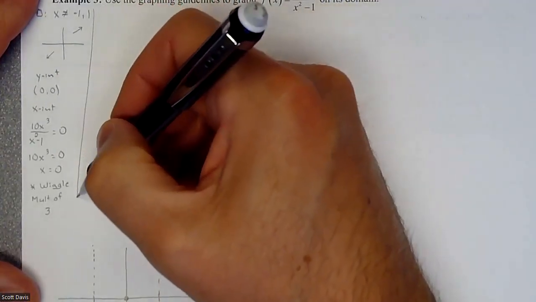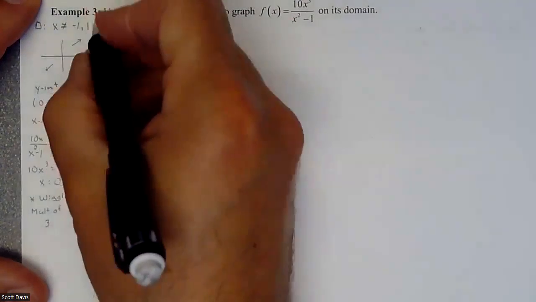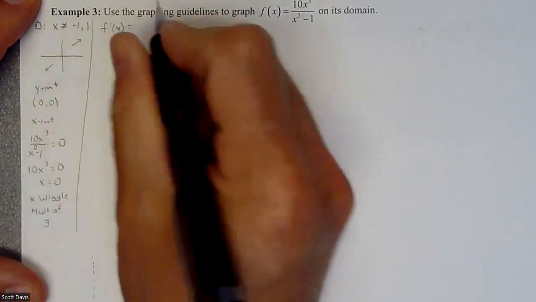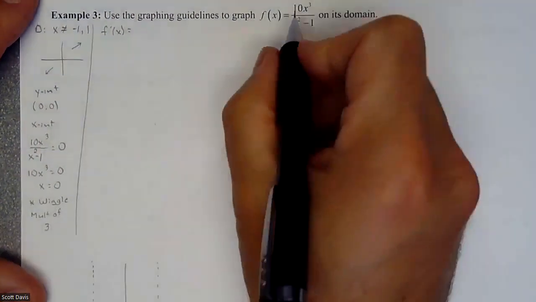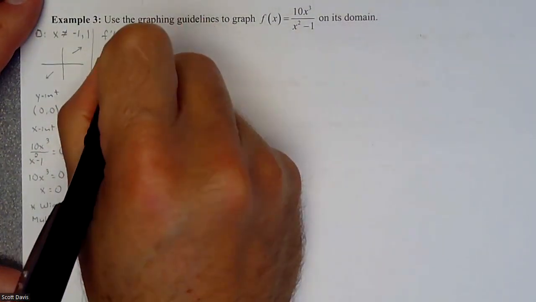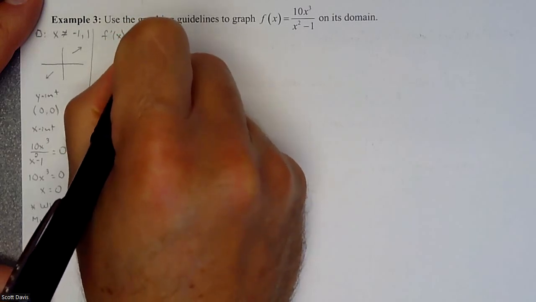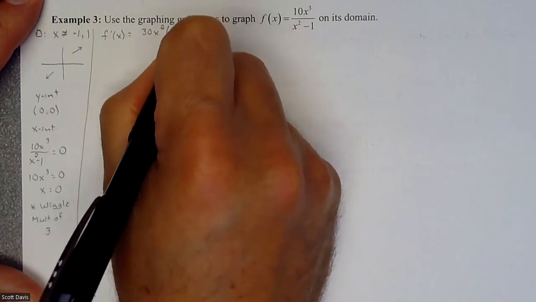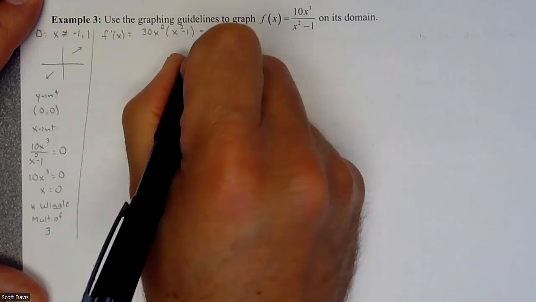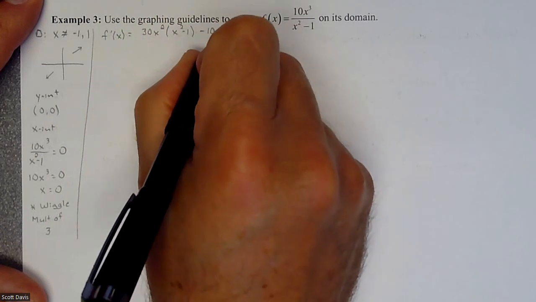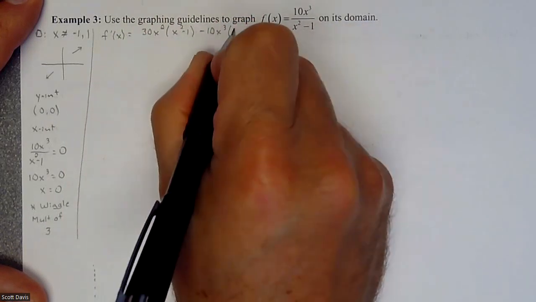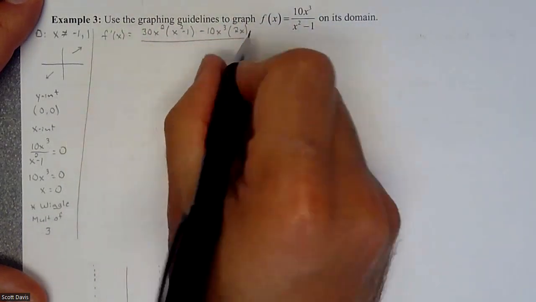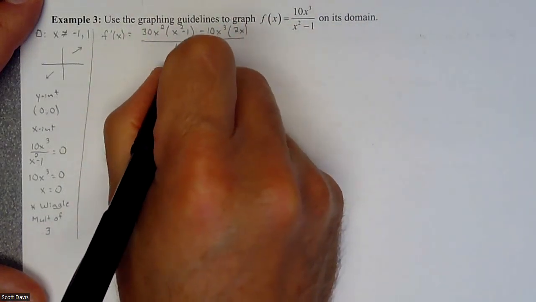So next phase is we're going to do the first derivative. Our first derivative of this is going to be a quotient rule. So we're going to do the derivative of the top, so that's 30x squared times the bottom, x squared minus 1, minus the top, 10x cubed, times the derivative of the bottom, which is 2x. And that's all going to be divided by the denominator squared.